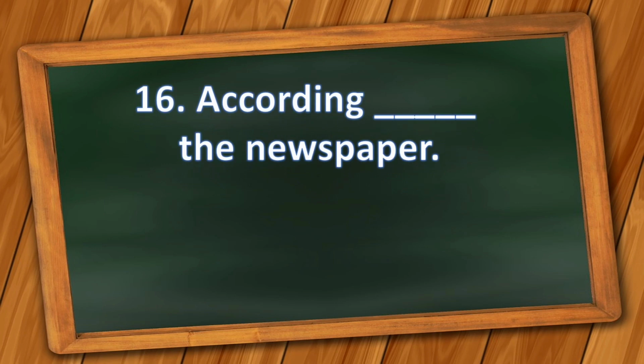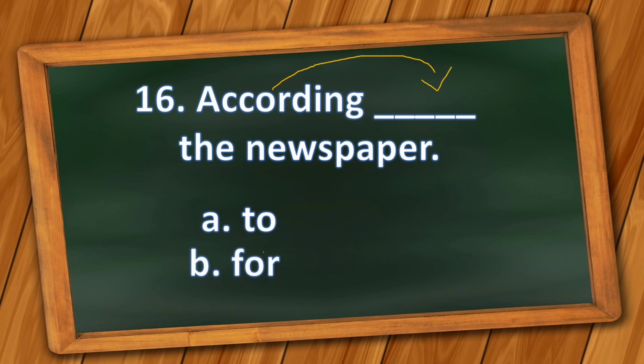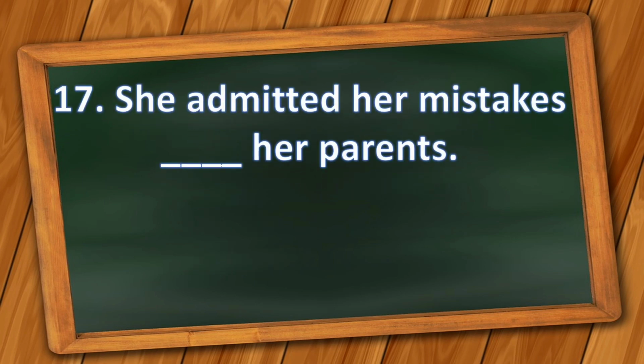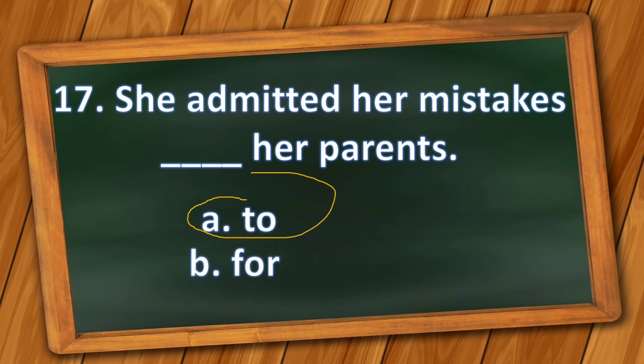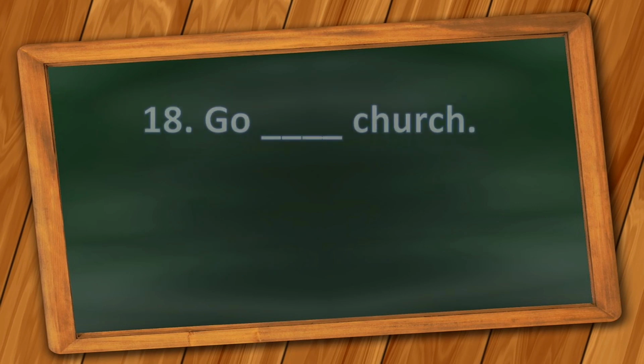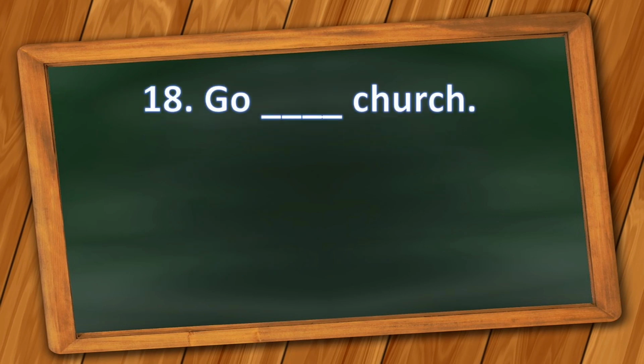Number 16. According blank the newspaper. Yan. Ano kaya dapat isagot? Tama. Pag referring tayo sa source, ang gagamitin natin ay to. According to. Hindi pwedeng according for. Number 17. She admitted her mistakes to or for. Tama. To. Mga pagkakamali niya sa kanyang mga magulang. To her parents.